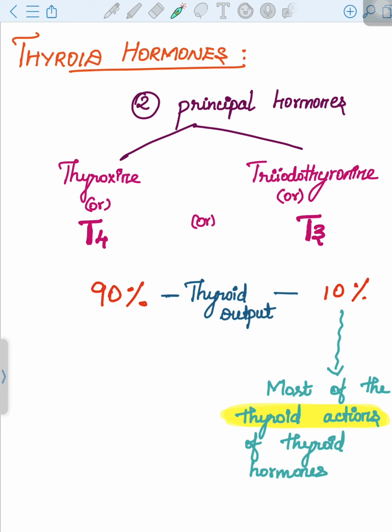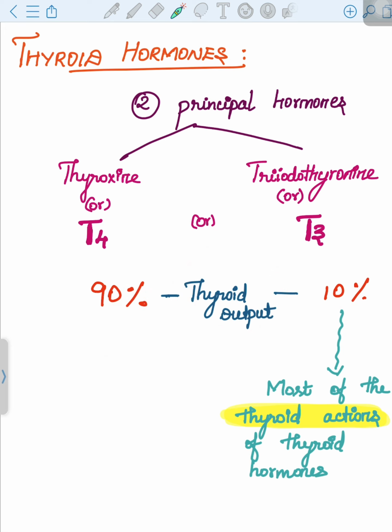There are two principal hormones. One is thyroxine and the other is triiodothyronine. Thyroxine is also called T4, and we call triiodothyronine T3. The word itself has tri, so three. Okay. The thyroid output on the whole consists of 90% thyroxine and just 10% triiodothyronine.